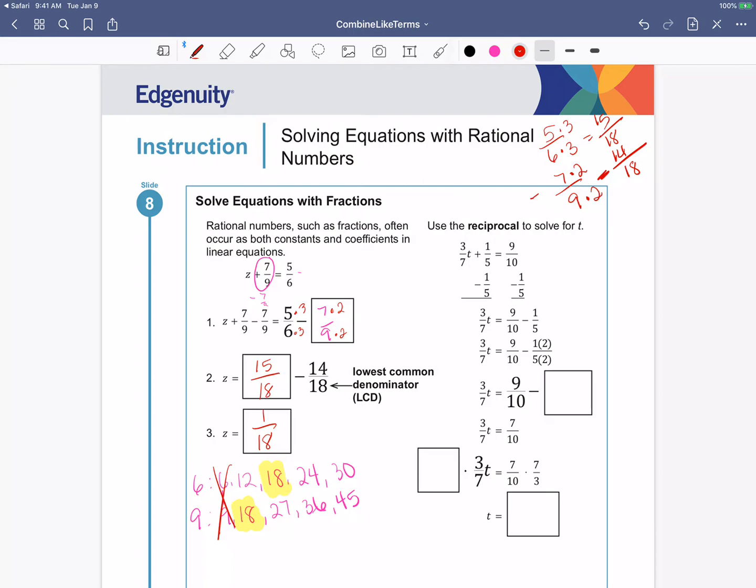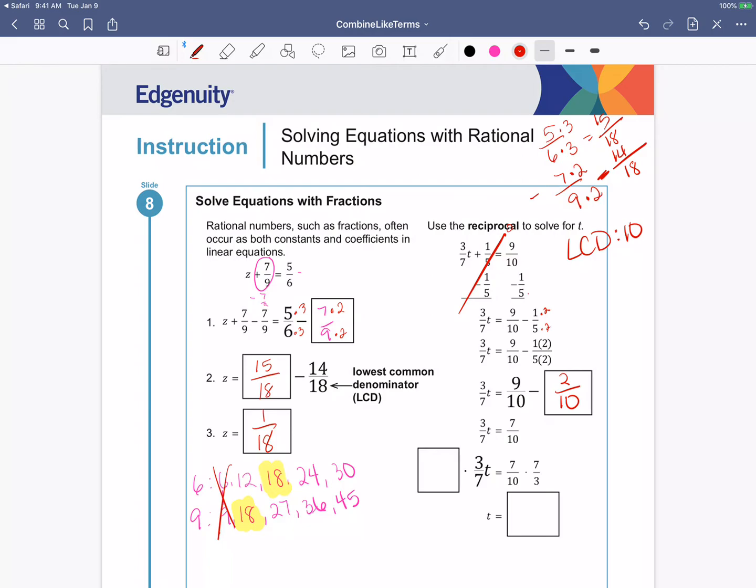Now this next one. Use the reciprocal to solve for t. My first steps are the same, right? I get rid of this one over by subtracting by the opposite, right? So that would give me 0. I need to change the lowest common denominator. In this case it is 10. So I would multiply this by 2, right, like they do right here. That's going to give me 2 over 10, which when I do the subtraction, 9 minus 2 is 7.